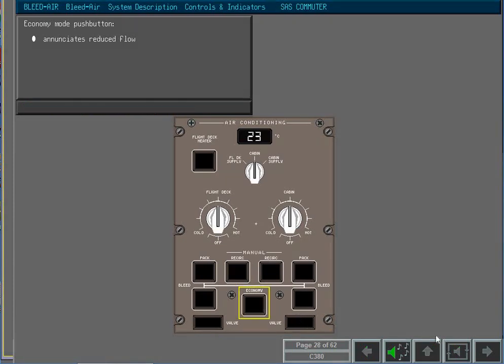This push button is usually blank to indicate that economy has not been activated and the system is operating normally. A blue on annunciation is presented if the economy push button has been selected. Note, the use of the economy mode is detailed in the System Operations section of this module.